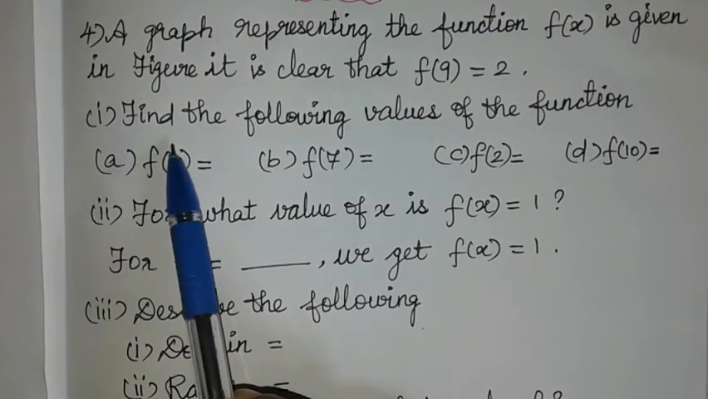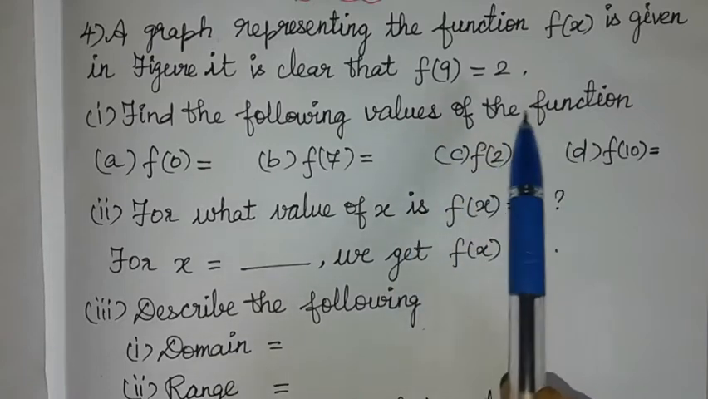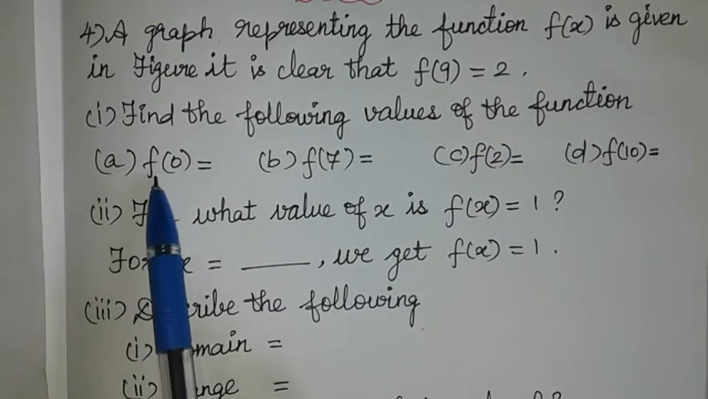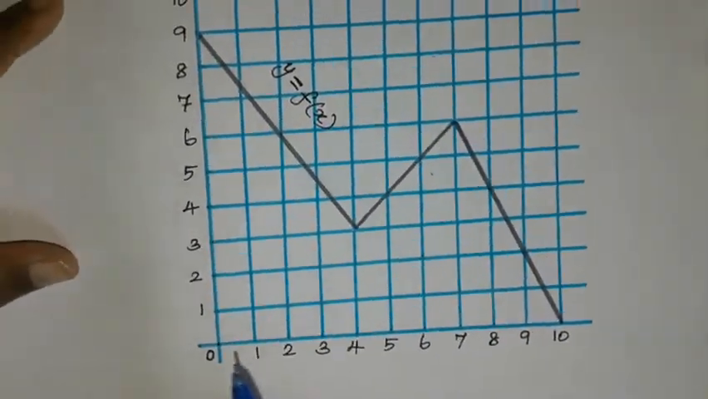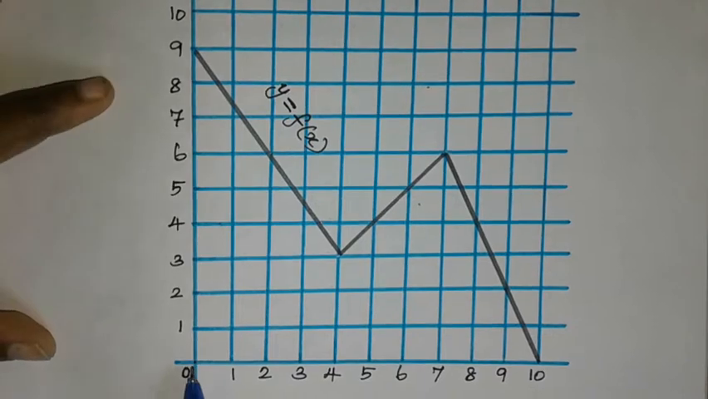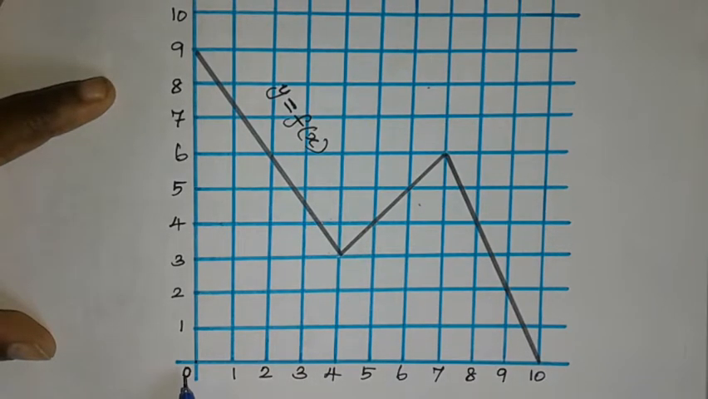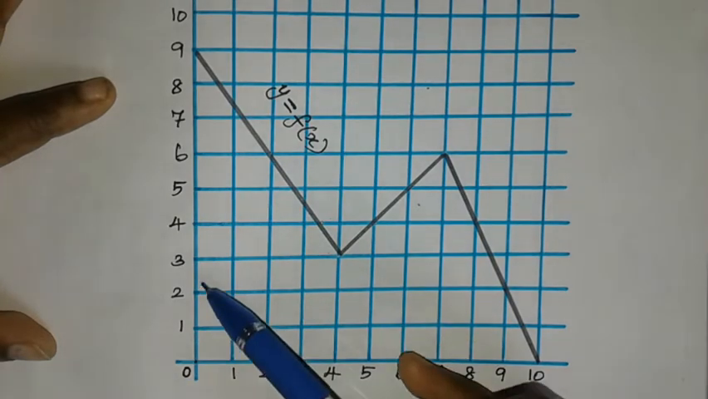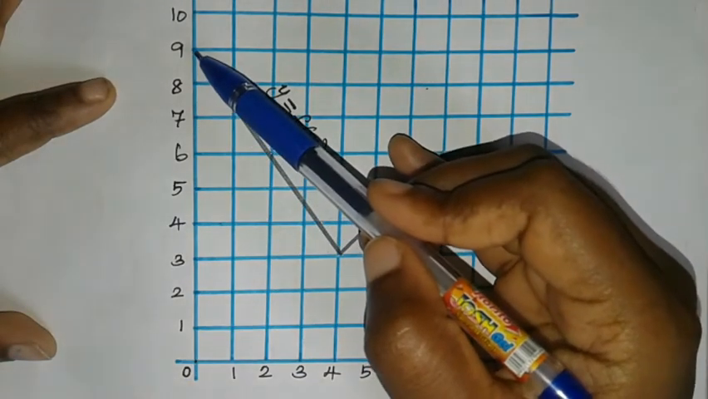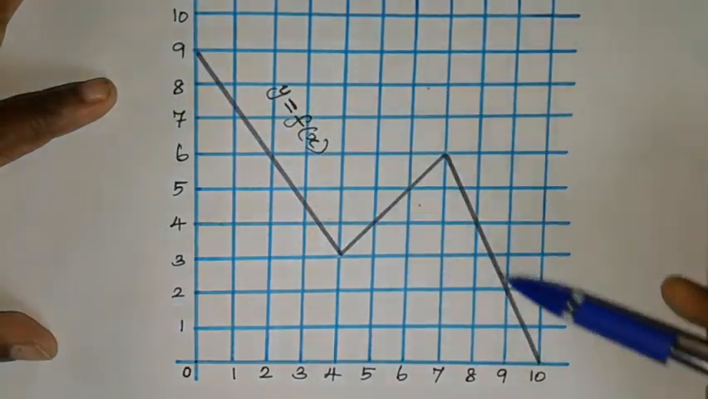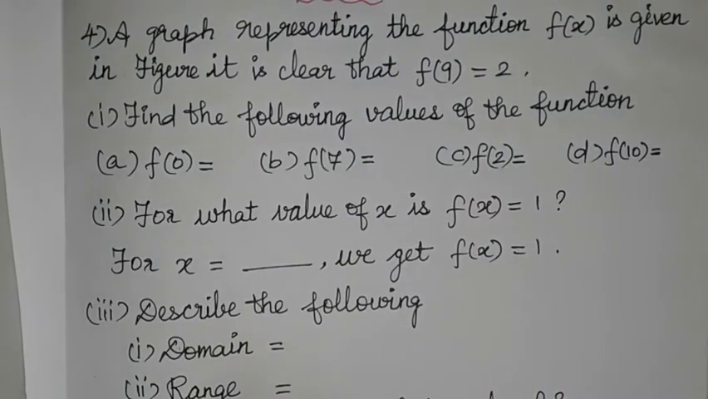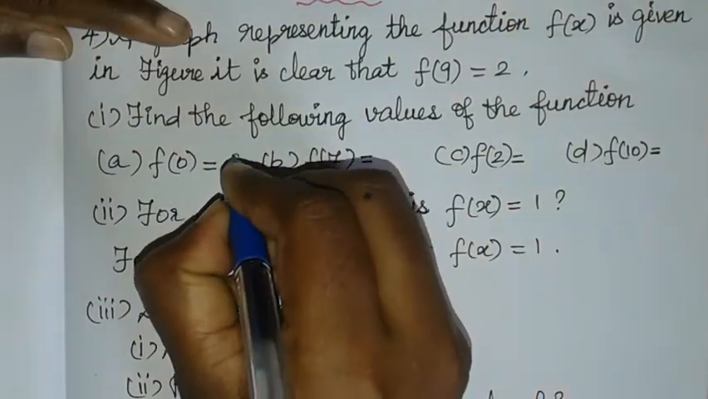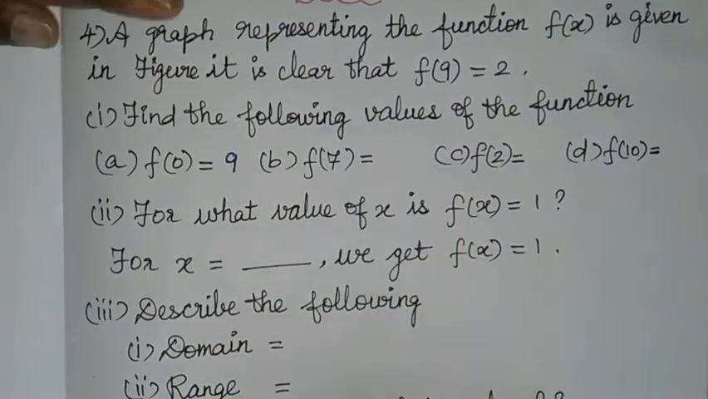First subdivision, find the following values of the function. The first one, f of 0 is equal to dash. Let's see in this graph f of 0. This represents the x values. X value as given is 0. For 0, from this, the f of x value is 9. Let's see, this is the graph as given. From this, where it coincides with 9. So first one answer: f of 0 is equal to 9.